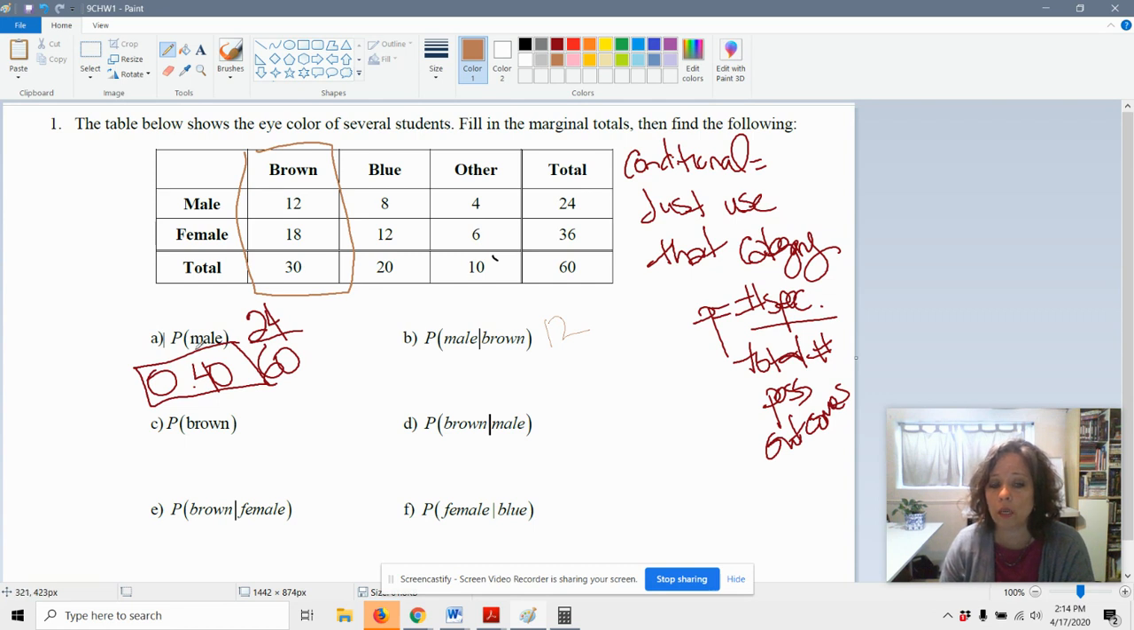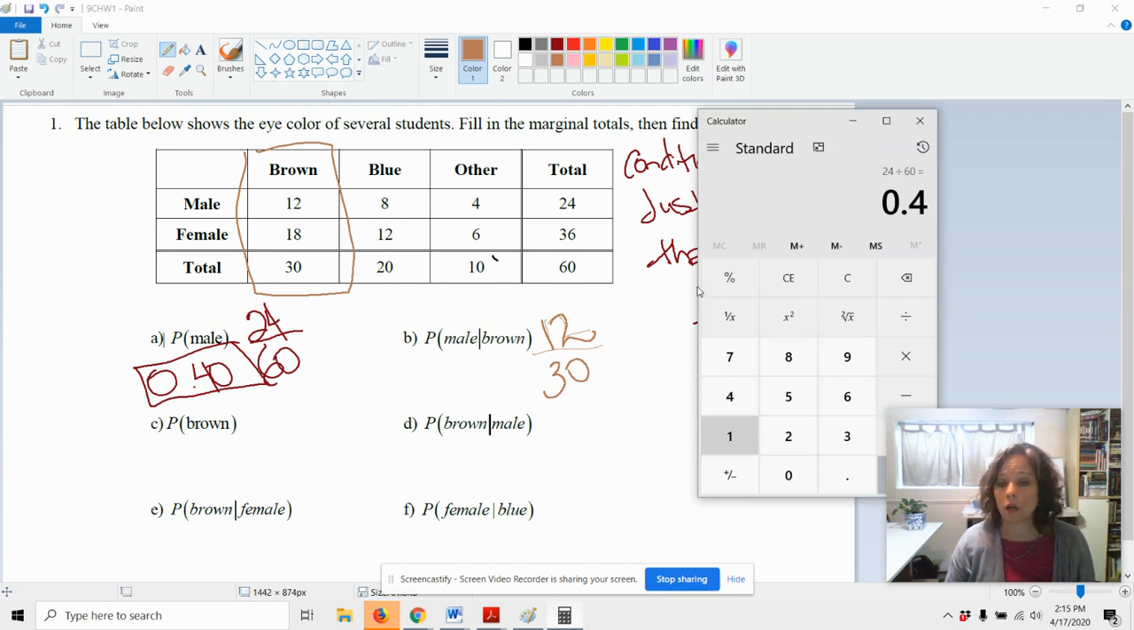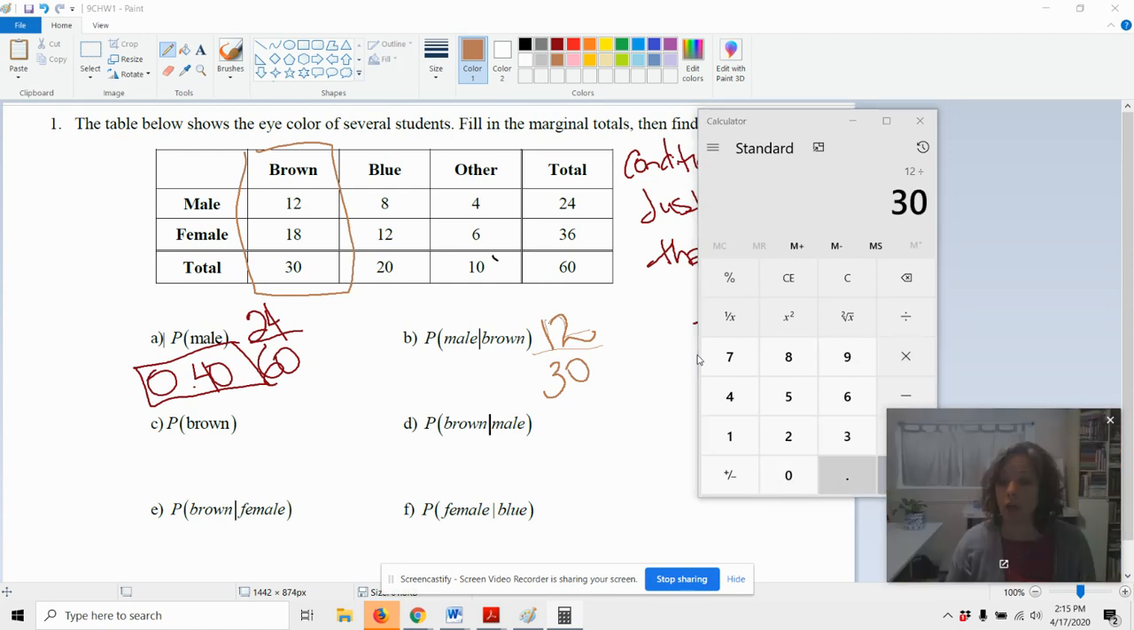So here you can see when it was just all the data, it was the total number of males, right? But here it's just those that are in the brown category. And our total now is different as well, because again, we're not using the total for the whole sample space. We've limited it just to that category. So here is that number that we're using for males, conditional on them having brown eyes, right? So when we put it in the calculator, we divide that 12 by 30.